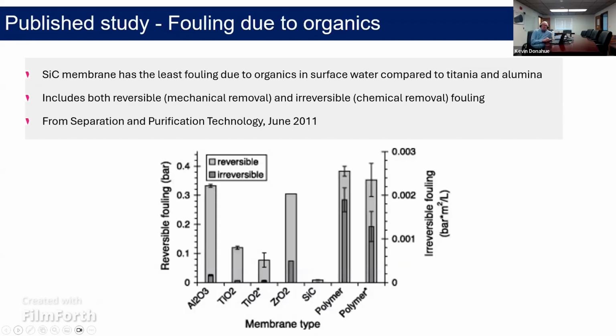Okay, next slide, please. If anyone wants to read the paper, this information was published in the journal Separation and Purification Technology back in June 2011. And this paper actually concluded that the silicon carbide membrane offers the least fouling, compared to titanium, alumina, and the polymeric membranes, because of the hydrophilic properties that it has.